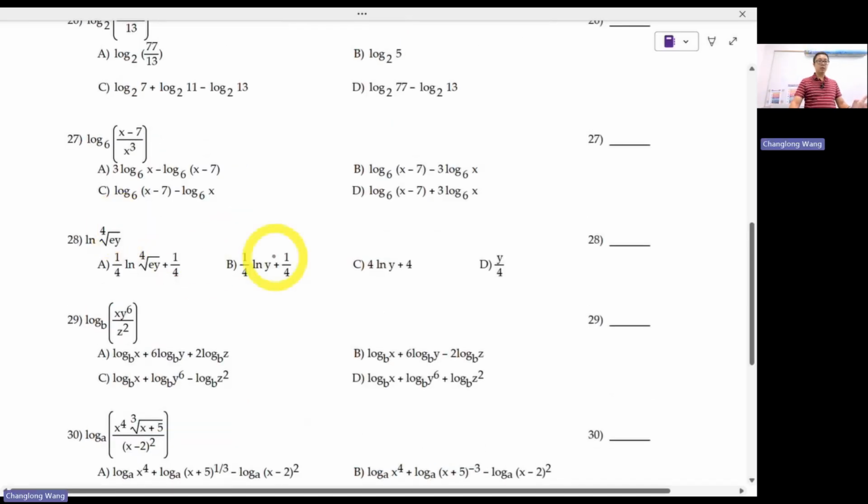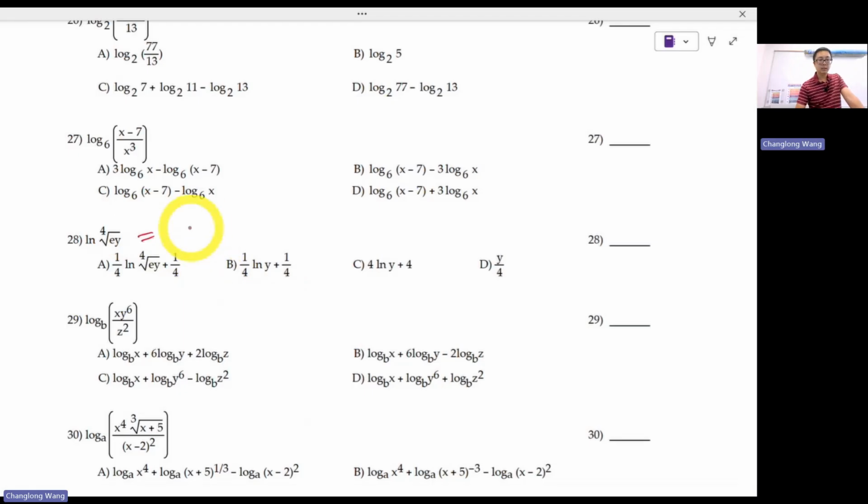say 28. You don't have to do it. I just want to write a few more steps. Make sure that you're looking at something that's easier to see right away. Now, it's e times y, both of them raised to the same power, right? The fourth power, right? 1/4 power.